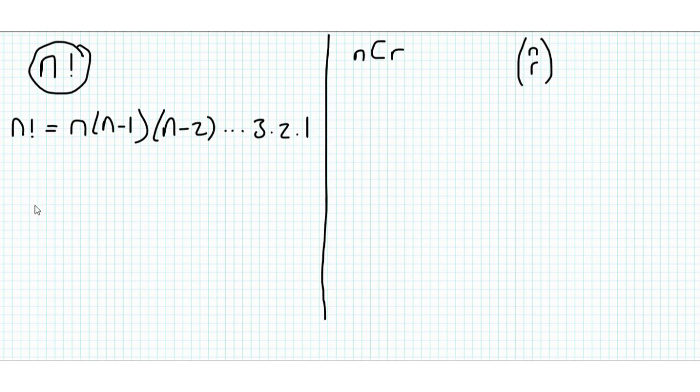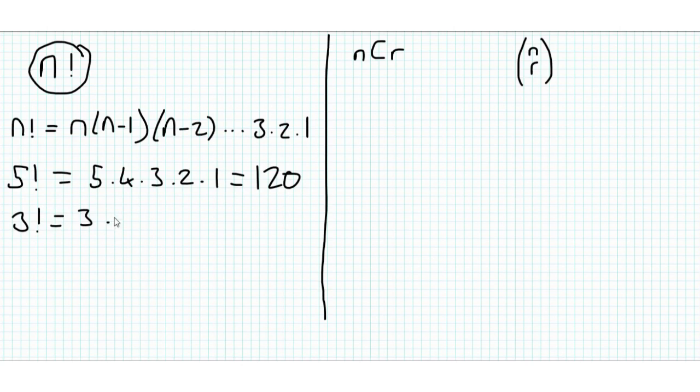So for example, 5 factorial is equal to 5 times 4 times 3 times 2 times 1, which is equal to 120, or 3 factorial is equal to 3 times 2 times 1 is equal to 6. Okay, and you can have a few practices calculating these if you like, but hopefully that demonstrates the point.